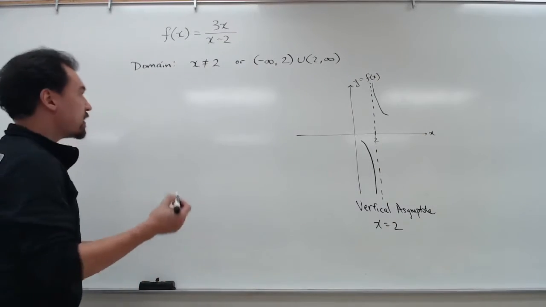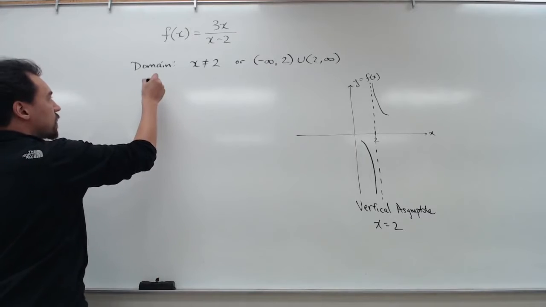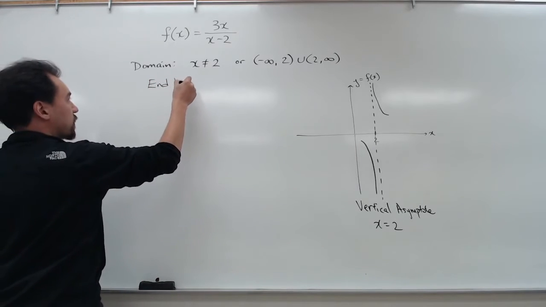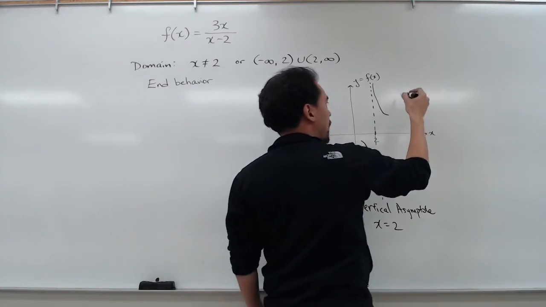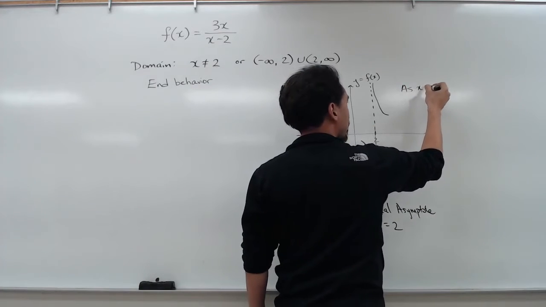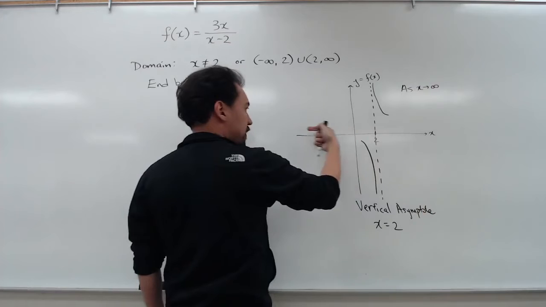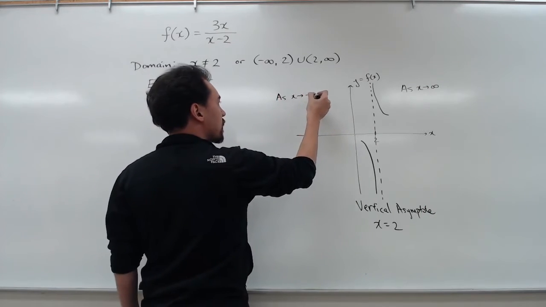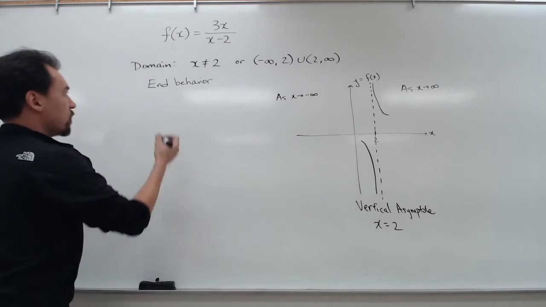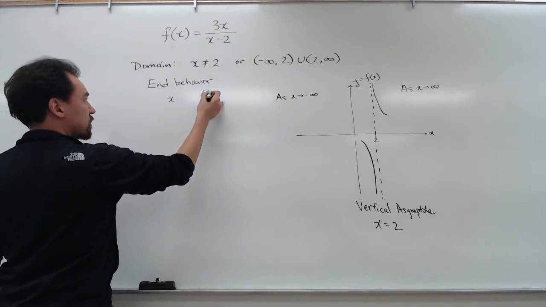So now let's ask about the end behavior. If we remember what the end behavior is, it is when x goes to very, very big positive numbers, as x approaches infinity, and x goes to very, very negative numbers, as x approaches negative infinity. So let's consider a table again.